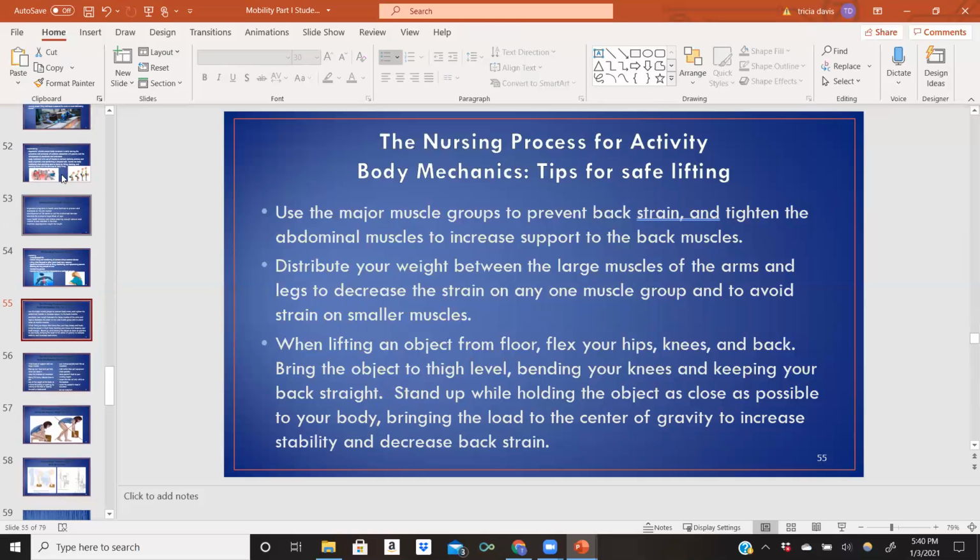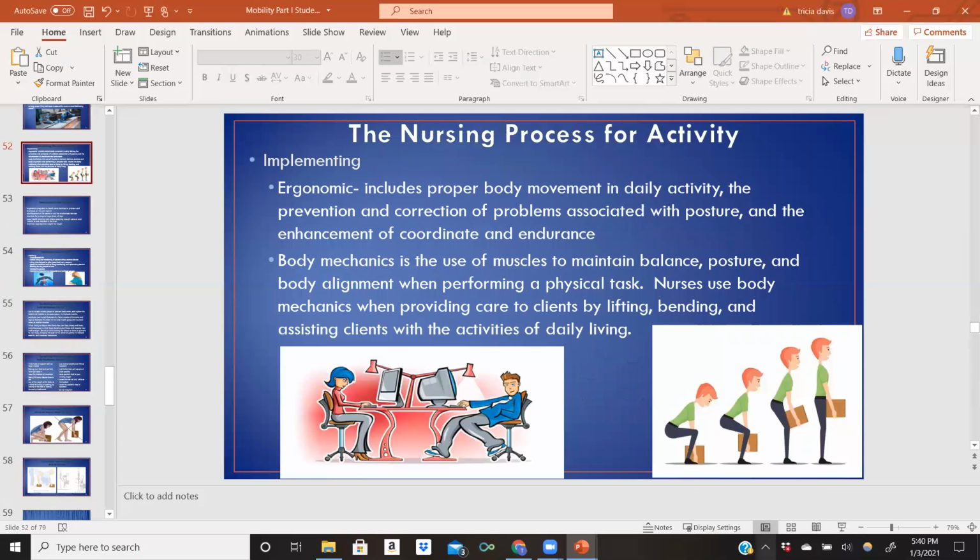So just a couple slides back, like this girl right here, see how she's keeping it close to her? She's bending her knees, she has her hips bent, flexed. That's exactly how you would want to lift something.